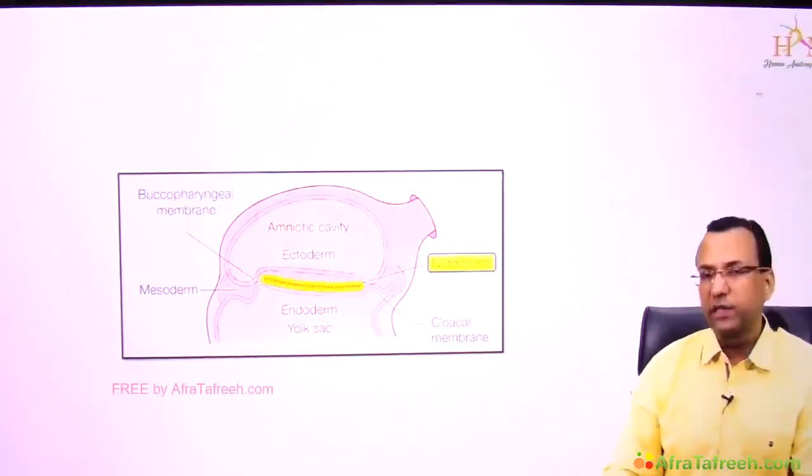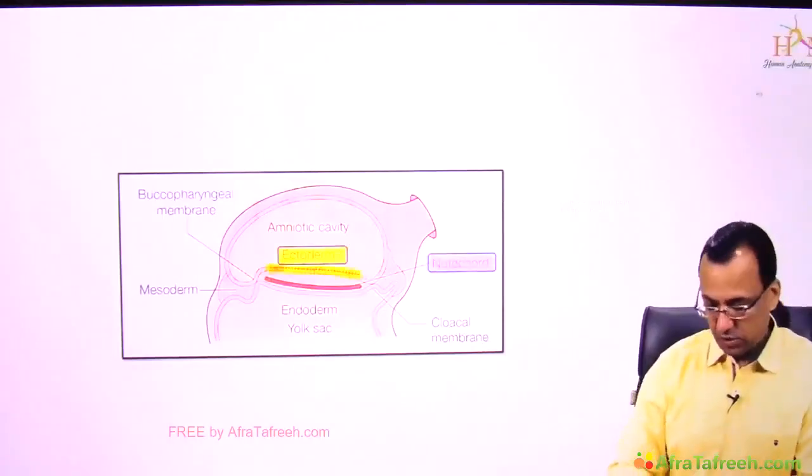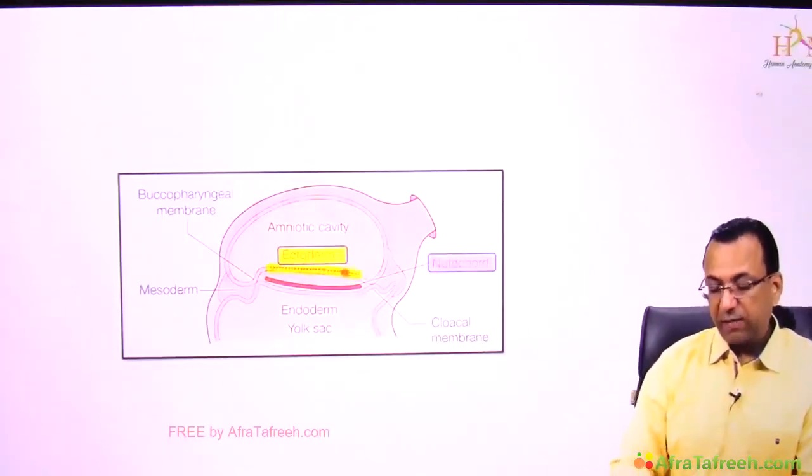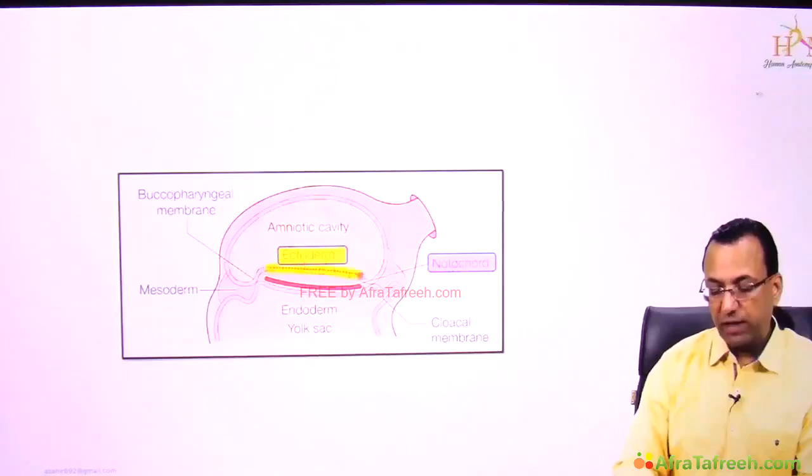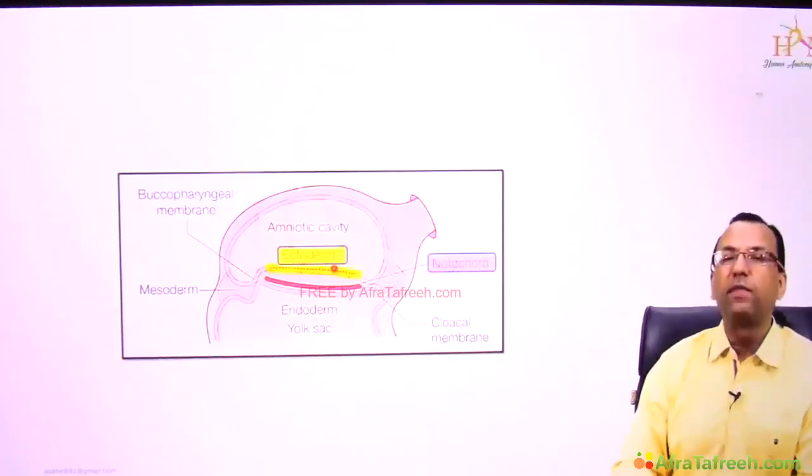And this notochord is important because it is going to stimulate the upper ectoderm. And when it is stimulating the overlying ectoderm, that will change into neuroectoderm. This is what we want to discuss then. The notochord is important to stimulate the overlying ectoderm so that it will become neuroectoderm and form the nervous system.